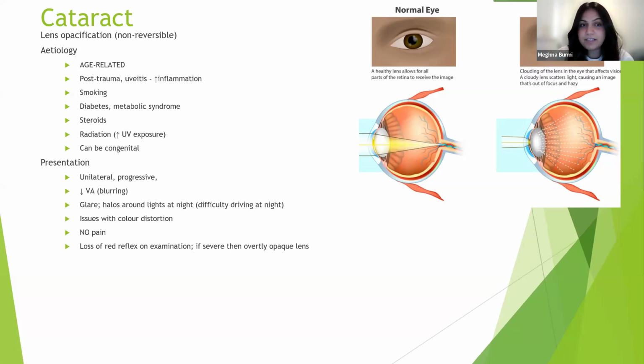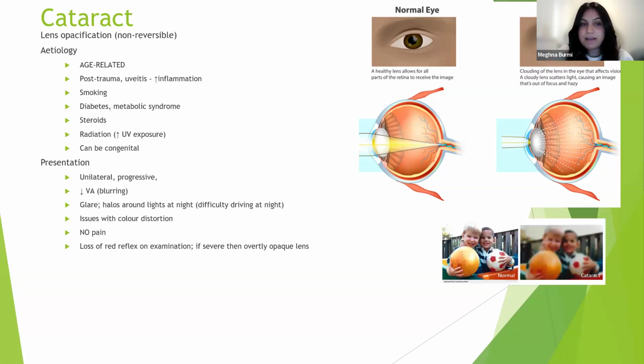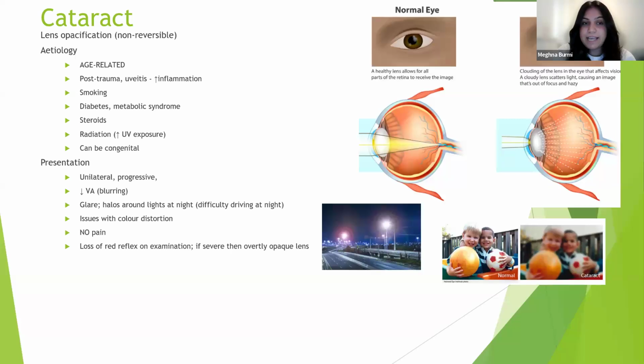Presentation. So this will look like a unilateral progressive reduction in your visual acuity. And it might look like this blurring picture where the whole of your vision is sort of a little bit fuzzy. There's not really any progressive vision loss from certain parts, or like a change to your visual field. A patient might say that they have glare, or they have halos around lights, especially at night, might have a bit of difficulty driving. Might be some issues with color distortion, but importantly, it's not a painful disease.